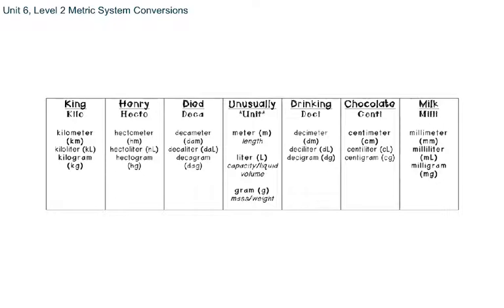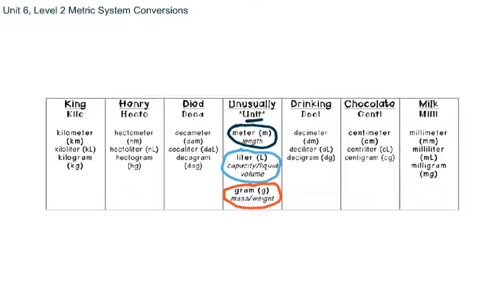The first is length. In this case, it comes in the form of meters. The second, which is our capacity or liquid measurement, is going to be in liters. And then the last one, for weight or mass, is going to be in grams. These are what we call our unit measurements. It's kind of the starting point.